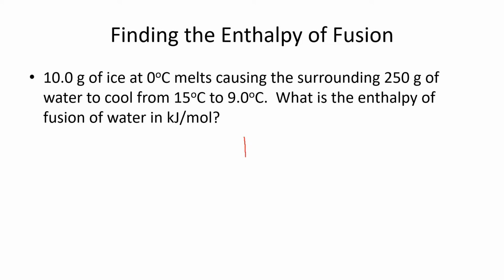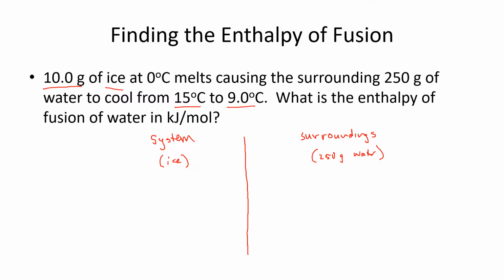Okay, so when you have a change happening, I find it helpful to divide the change into two phases. You got the system and you got the surroundings. This one's asking if you have 10 grams of ice, system is the ice, and it melts and causes the surroundings, 250 grams of water, to cool down from 15 degrees to 9 degrees. So we want to know the amount of heat energy that went into the system, and we're going to work that out with Q equals mc delta T of the surroundings.